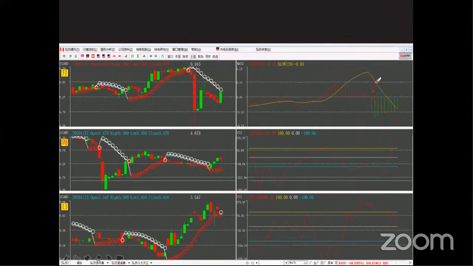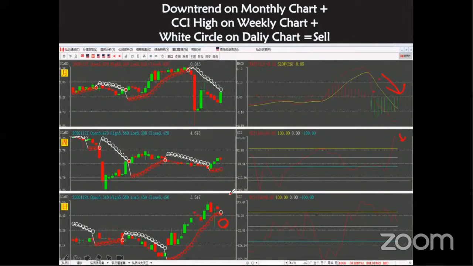Let's see this one. So very obvious, right? On the monthly chart, it is totally in the downtrend, still in the bearish pattern, right? And on the weekly chart, it is in a high position, above the yellow 100 line, and the line has already turned downwards. So even if a buy signal appears on the daily chart, we cannot buy. And if a sell signal appears, which means the white circle sell points, we must sell as soon as possible, definitely.